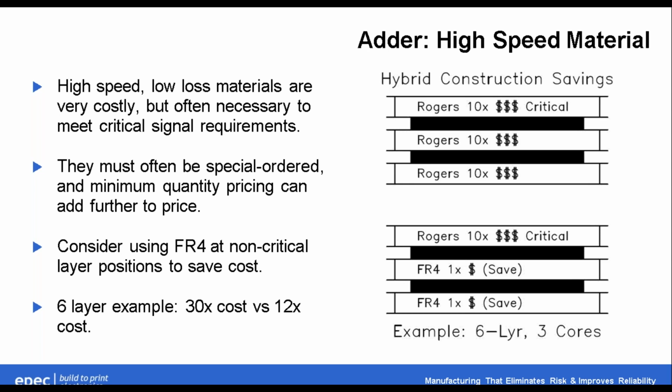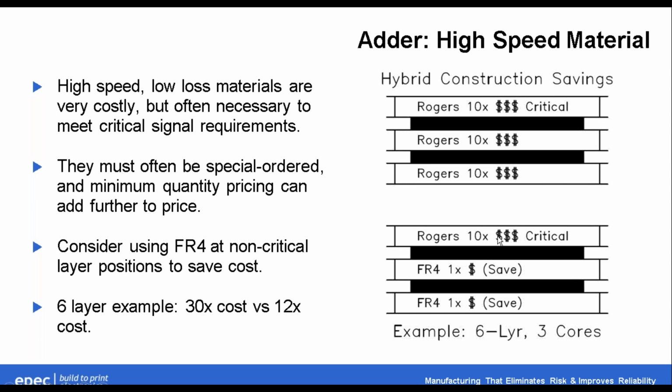So in our 6-layer example here at the top, we're using Rogers materials at all 3 of these core positions here. And the cost, let's just say, as a round number, is 10 times the cost of FR4. But you notice that the only critical signal layers are between 1 and 2. 1 is the critical signal, 2 is the ground. Everything else is really just taking up space. So why are you really paying 30 times what you would normally pay for FR4?